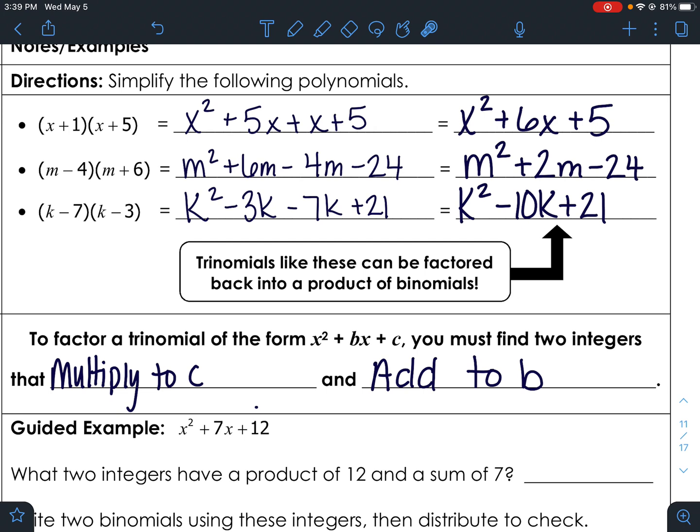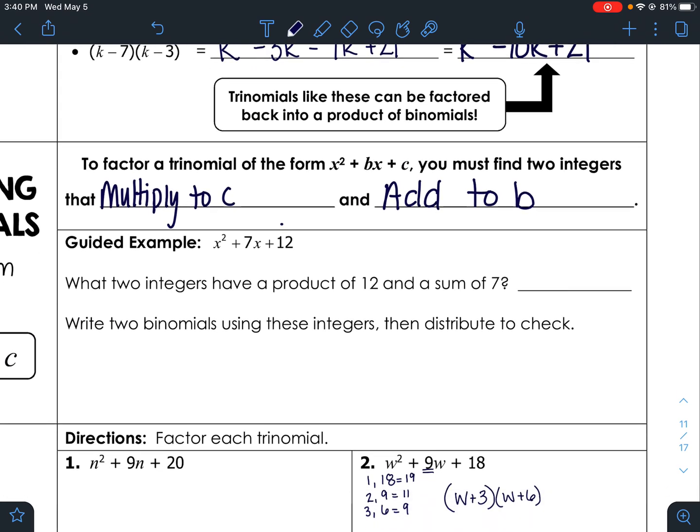So in our previous lesson we learned to go from this to this. Now what we're going to do is say, hey, I'm given this. How do I get back to this form? This is going to be really important when you get to Algebra 2. All right, let's see how we can do that.